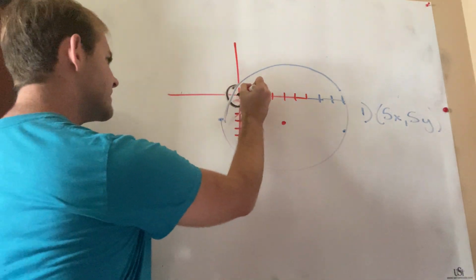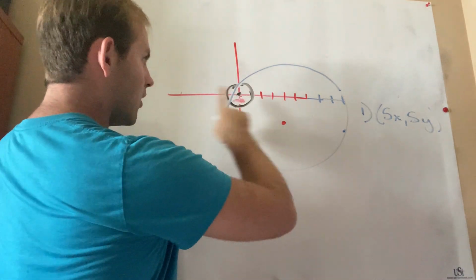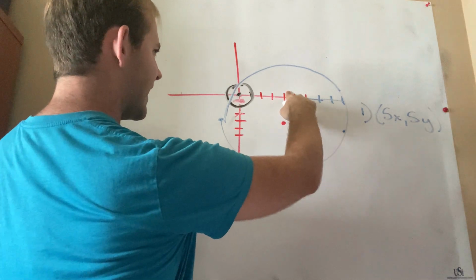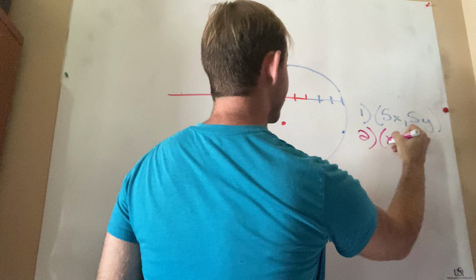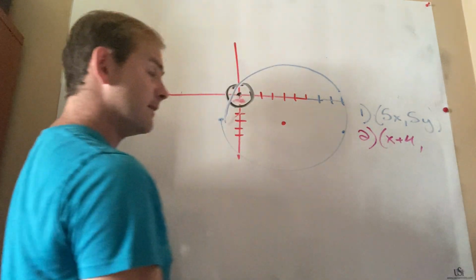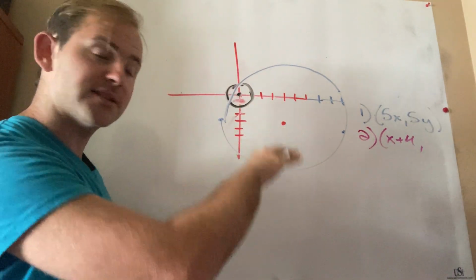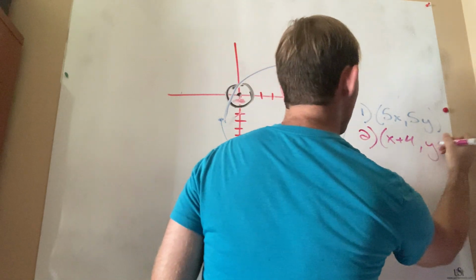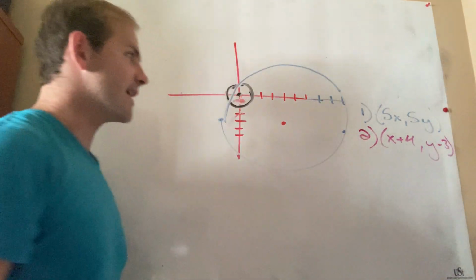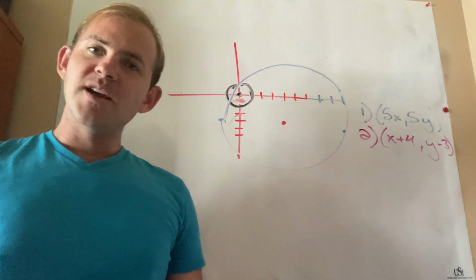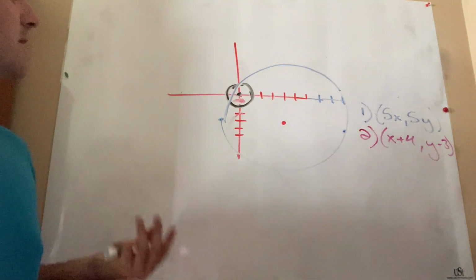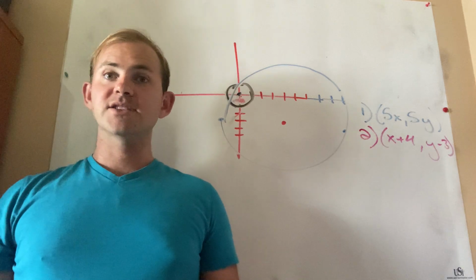Now, let's figure out where we need to translate it. So I start at 0, 0, and then I go 1, 2, 3, 4 to the right, and I go down 1, 2, 3. So my second transformation would be x plus 4, because I'm translating it 4 units to the right, and then y minus 3. Bam. Done.